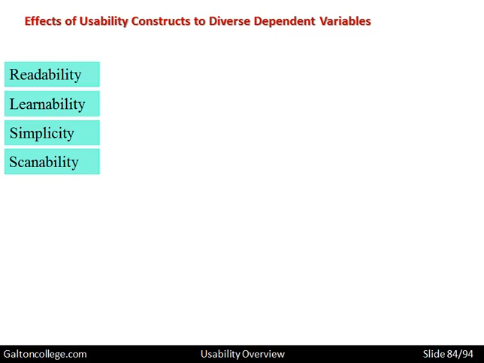Now, the effects of usability constructs on diverse dependent variables. Well, we could simply write down readability, learnability, simplicity, and scanability. We want these things from a website. We want to be able to read it clearly. We want to learn about the product and learn about the business. It's got to be simple, straightforward to use. We don't want to sit down trying to study the website, trying to figure out what to do next. We want it straightforward. And we should be able to scan it. We should be able to look over it, get the essential points in a couple of minutes and say, this site is for us, we want to read more.